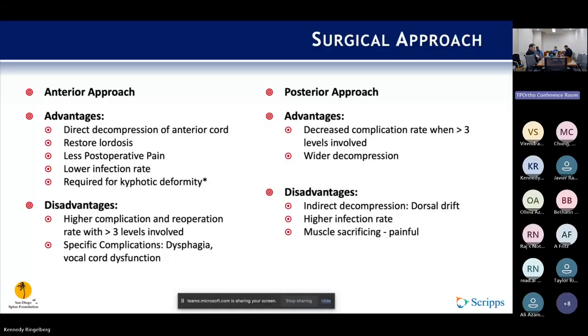As far as going posterior, it's thought to be a little bit better when more levels are involved. It's typically quoted as being able to achieve a wider decompression. One major disadvantage is that you're, for the most part, relying on an indirect decompression of the cord, which requires dorsal drift of the cord away from the anterior elements, and we'll get to that in more detail in just a little bit. But it is associated with a higher infection rate, and it is thought to be more painful for patients as well.